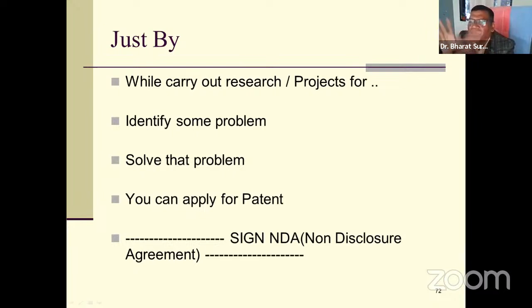Any problem. You can bring shampoo, detergent, medicine, a device, machines, shoes, anything. If you are bringing it, you can get a patent for that if it is a product or process and if it has novelty.